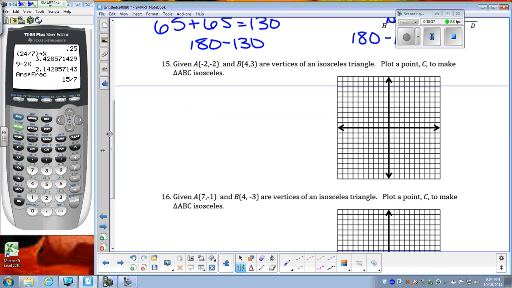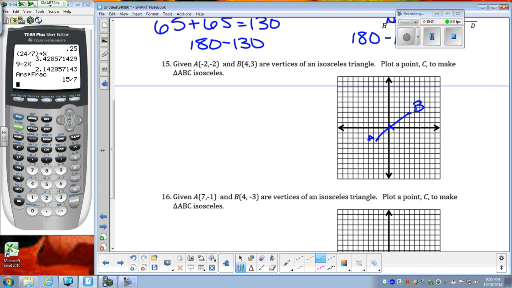15, you have 4 different answers for 15. I want to plot my points. -2, -2. There's A. B is 4, 3. Okay, so I know here's one of my sides. I'm going to make that be one of my congruent pieces. And then for the first, I'm going to use A as my vertex angle.